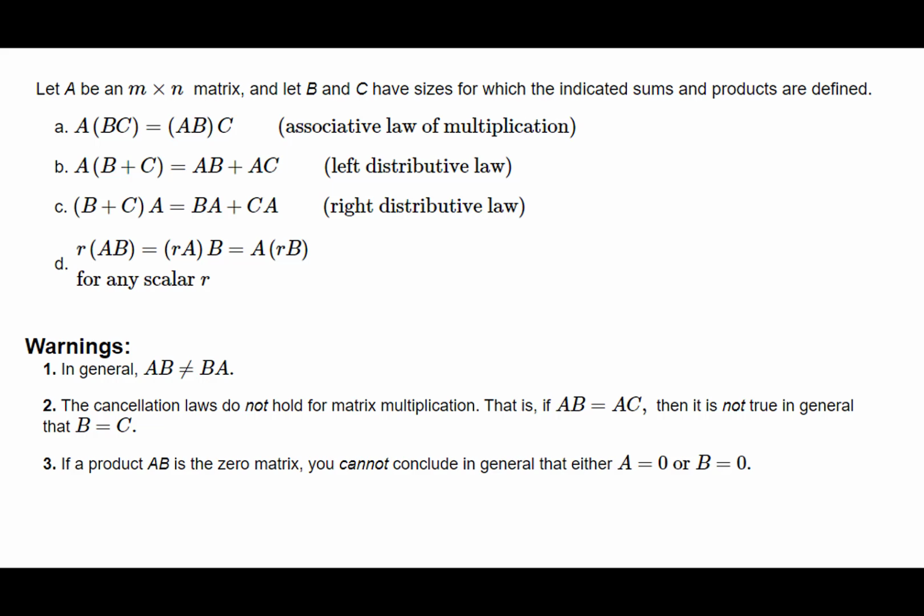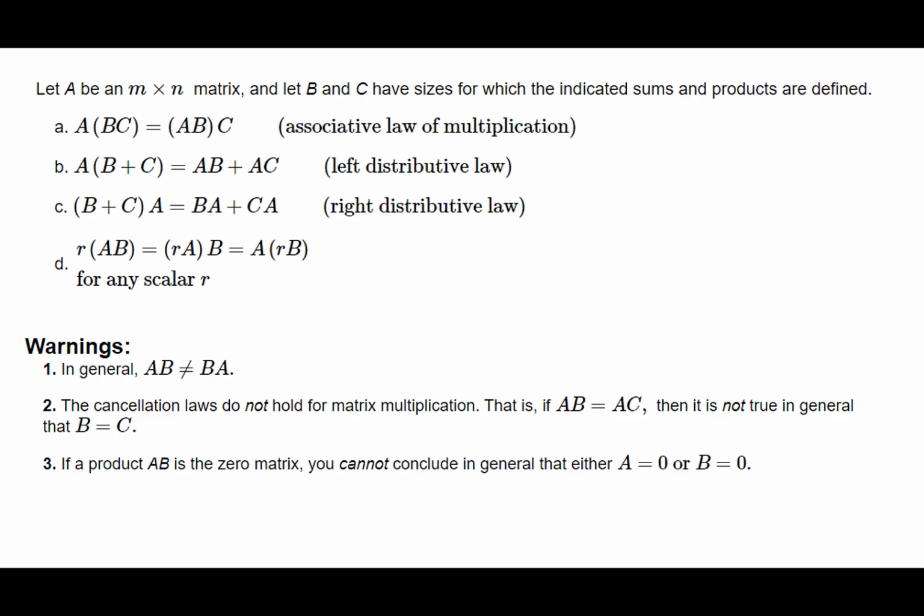Warning number 2, the cancellation law does not hold for matrix multiplication. So if A times B equals A times C, it doesn't necessarily mean B is equal to C. You can't cancel the A's on the left, right? It holds true for regular numbers. So like 5 times B equaling 5 times C would mean B and C are the same, but not true for matrices.